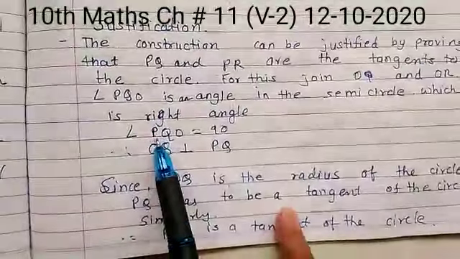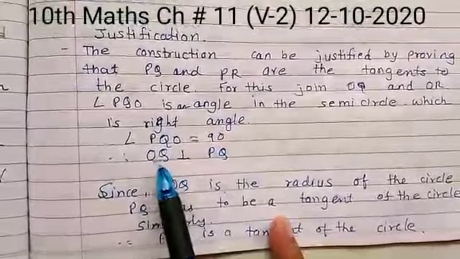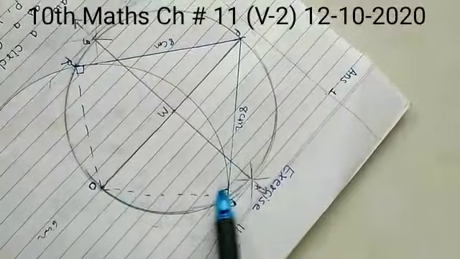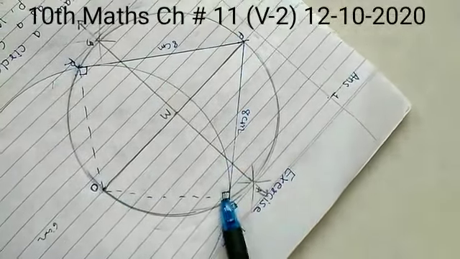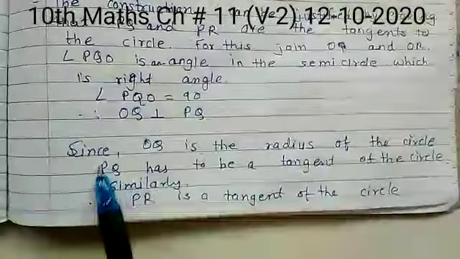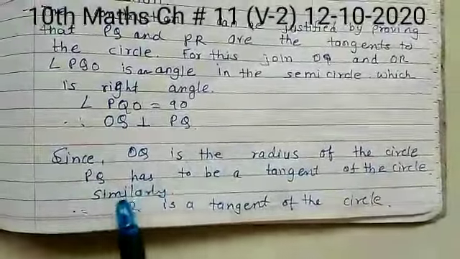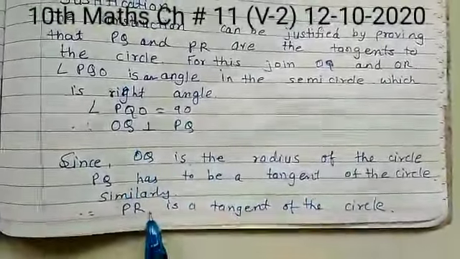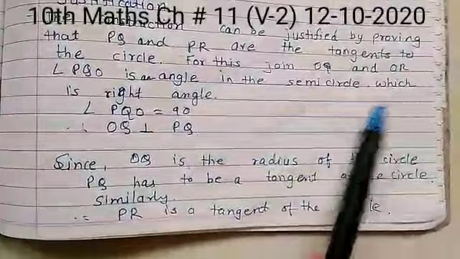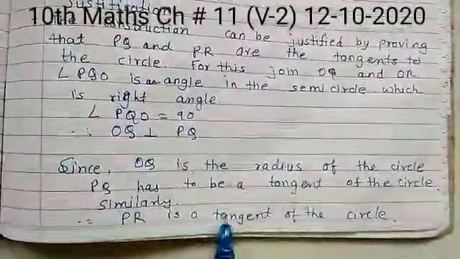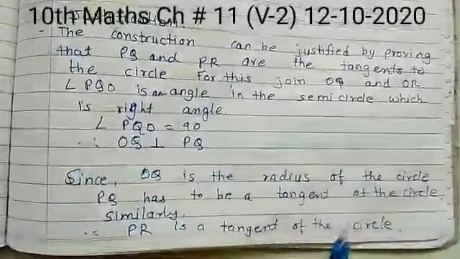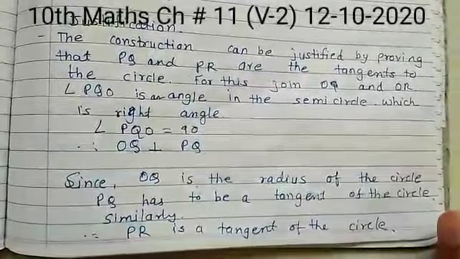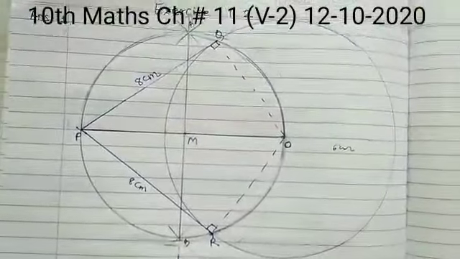So we can write angle PQO is equal to 90 degrees. So OQ is perpendicular to PQ. This is a right angle. So we can say that OQ is the radius of the circle and PQ is a tangent to the circle. Similarly we can write for PR also, which also lies on the semicircle and will become a right angle. So PR is also a tangent to the circle. Like this we can give the justification of construction 1. So students, please try at your home, you will find it easy.